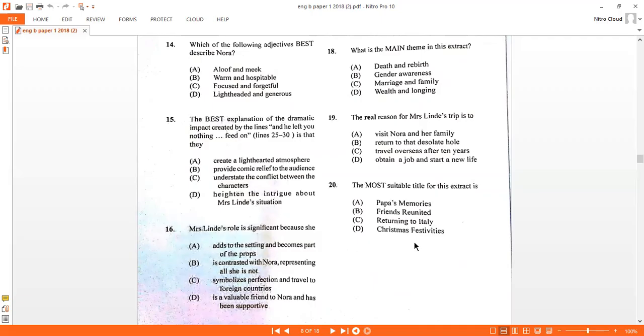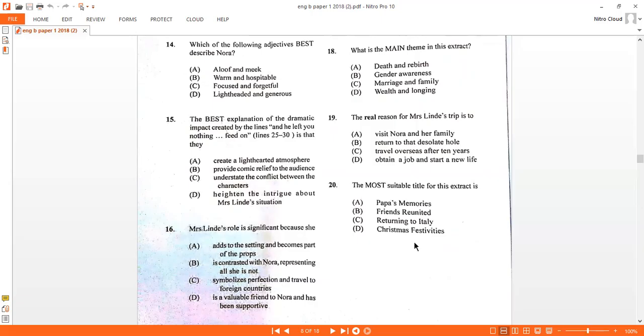Number 16, it says Mrs. Lindy's role is significant because the options given are: A, adds to the setting and becomes a part of the props. No, process of elimination would have us eliminate that. B, is contrasted to Miss Nora representing all that she's not. Possibly. C, symbolizes perfection and travel to foreign countries. No. D, is a valuable friend to Miss Nora and has been supportive. The only answer for number 16 would be B.